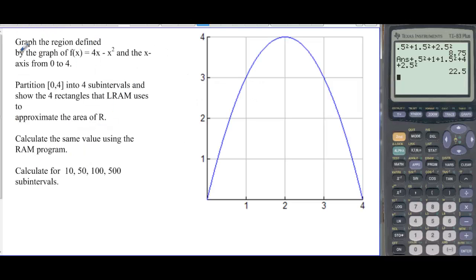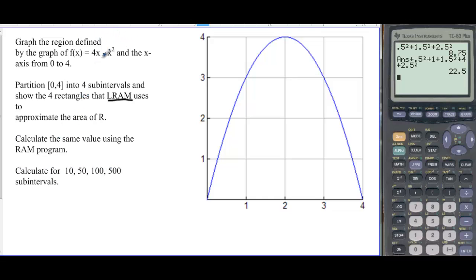Graph the region defined by the graph of f of x equals 4x minus x squared and the x-axis from 0 to 4. Partition 0 to 4 into 4 subintervals and show the 4 rectangles that LRAM uses to approximate the area of R. So we have left rectangular approximation method. Calculate the same using the RAM program and calculate for 10, 50, 100, 500 subintervals.